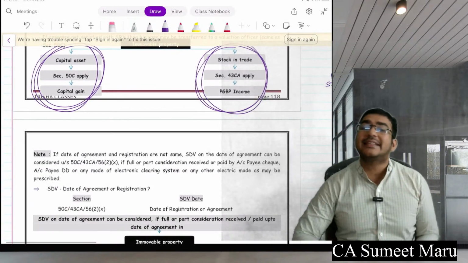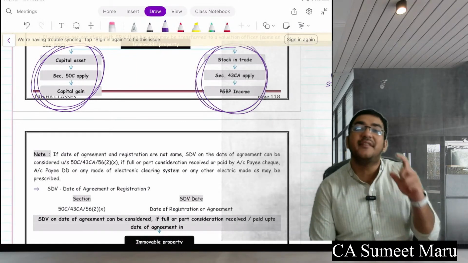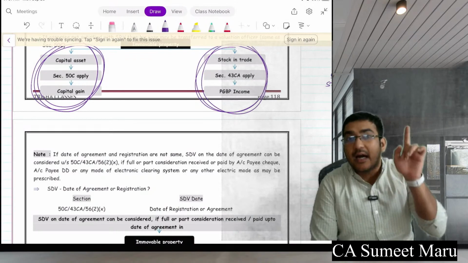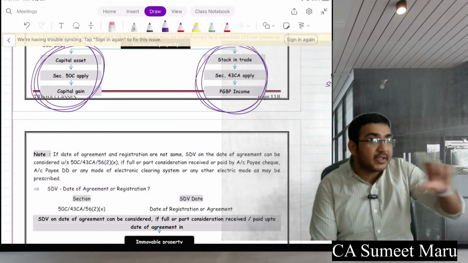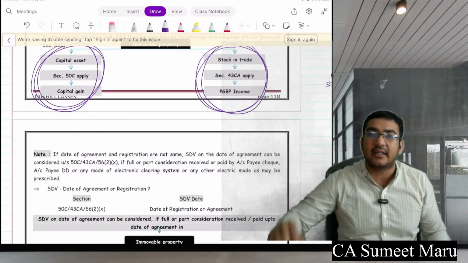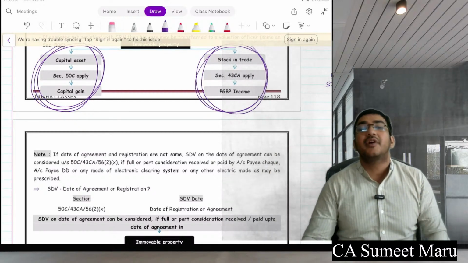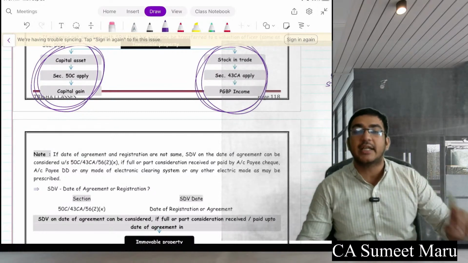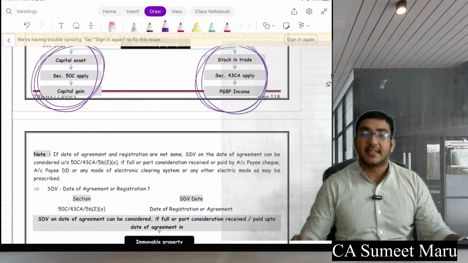Second thing, it also states that generally we will take stamp duty value as on date of registration, but if you receive any advance by account payee cheque, all of these words are important. Account payee cheque, or NEFT, RTGS, or any direct bank transfer. If you receive any advance on the agreement date, then we'll consider the SDV as on agreement date, or generally we'll consider SDV as on date of registration.